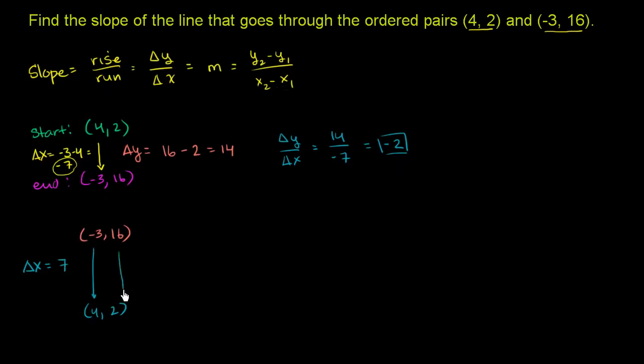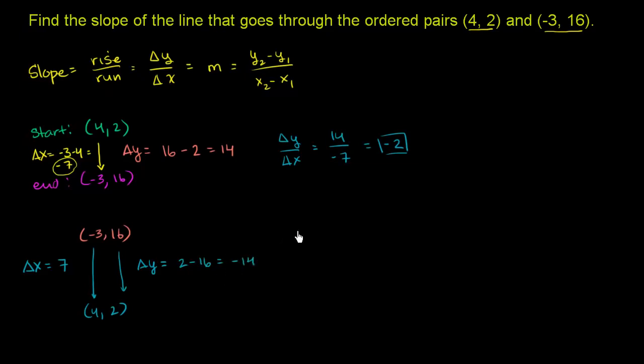And what is our change in y? Our change in y over here, or we could say our rise. If we start at 16 and we end at 2, that means we went down 14. Or you could just say 2 minus 16 is -14. We went down by 14.